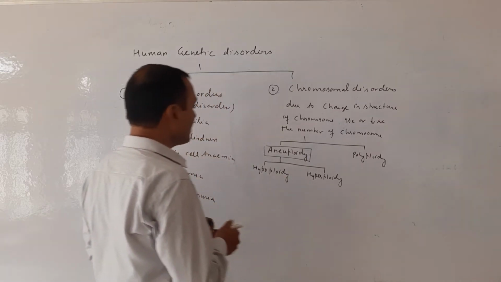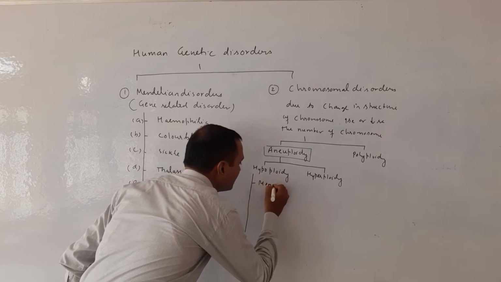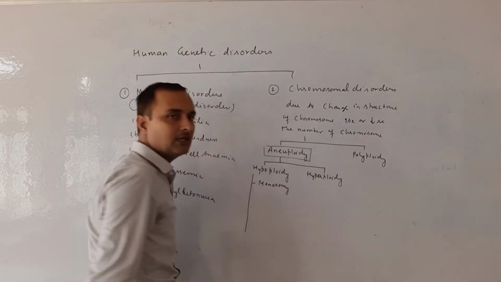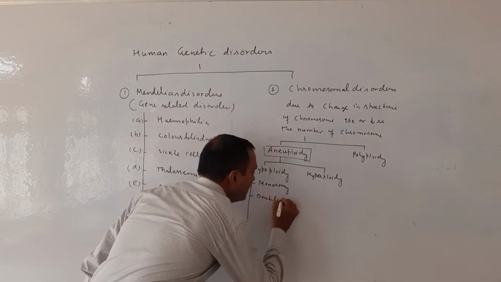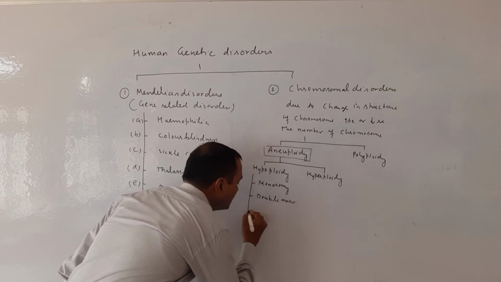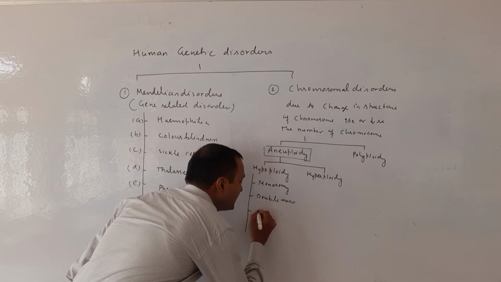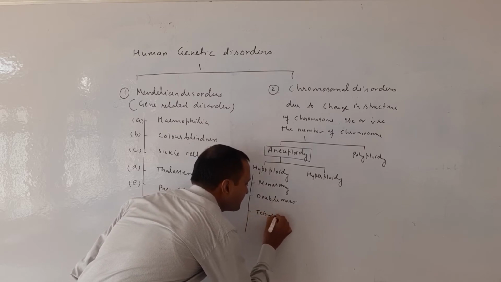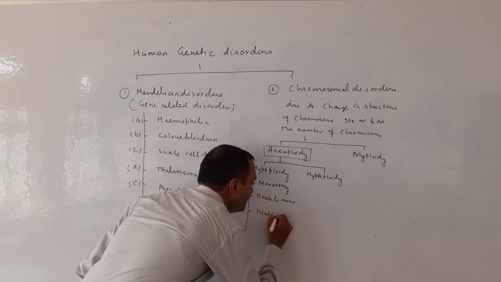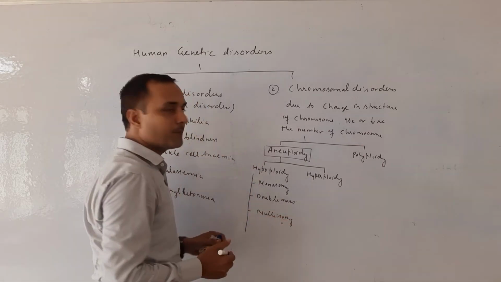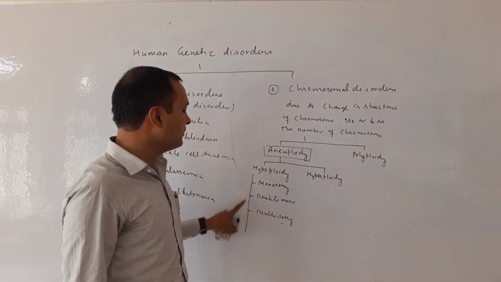This hypoploidy is further classified into three types. The first one is known as monosomy, the second one is double monosomy, and the third one is nullisomy. So how many types of hypoploidy? There are three types: monosomy, double monosomy, and nullisomy.